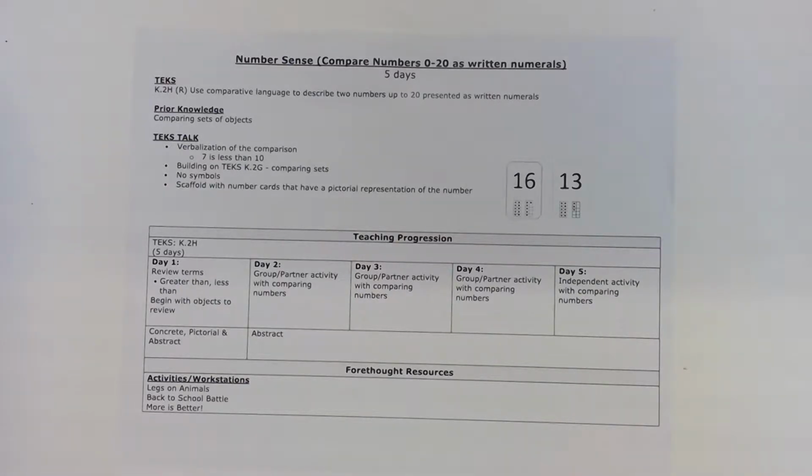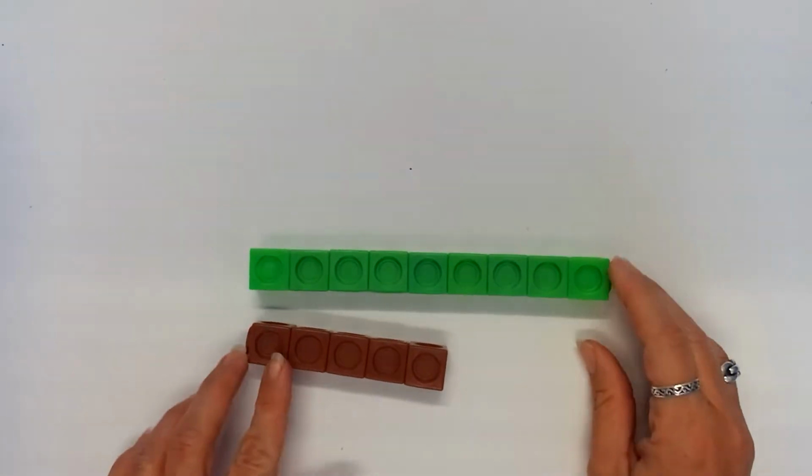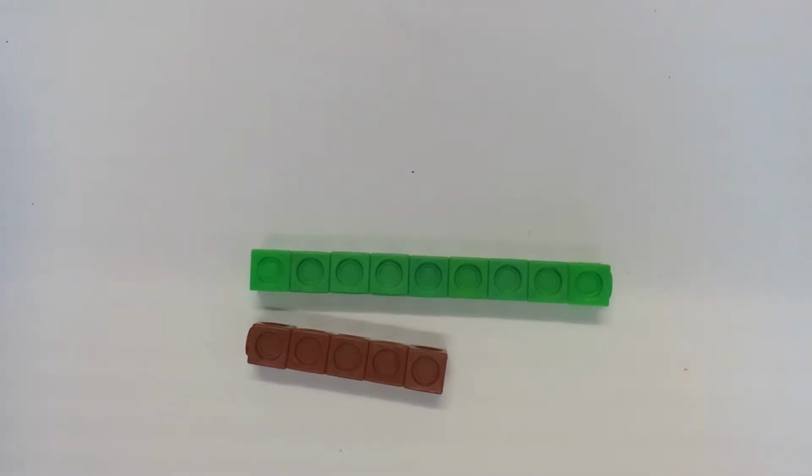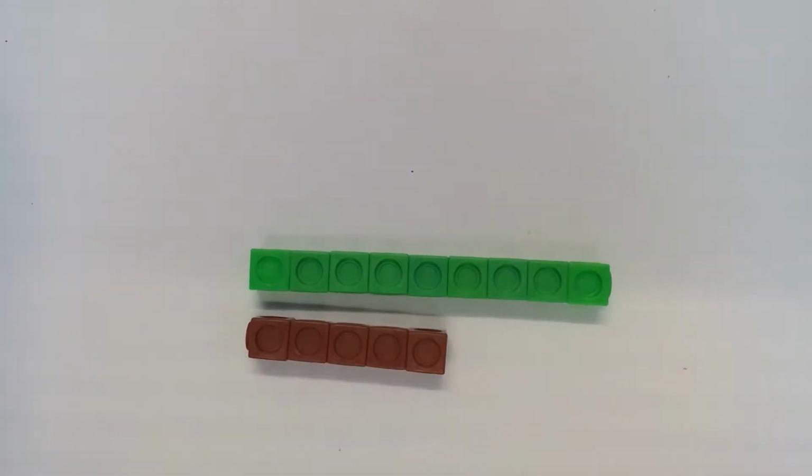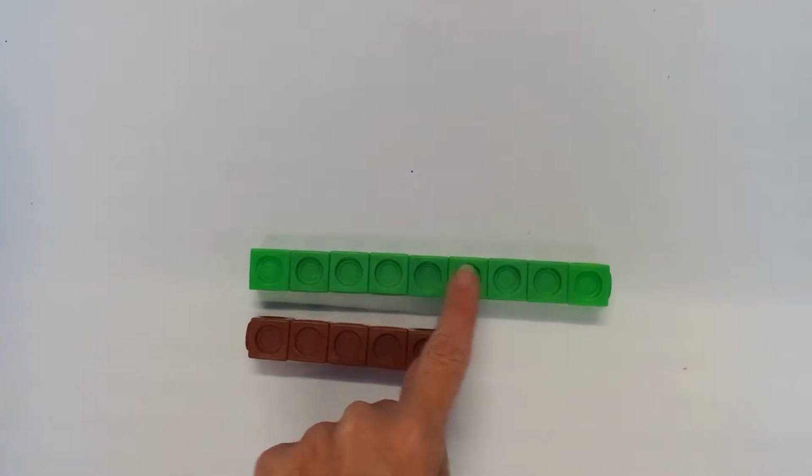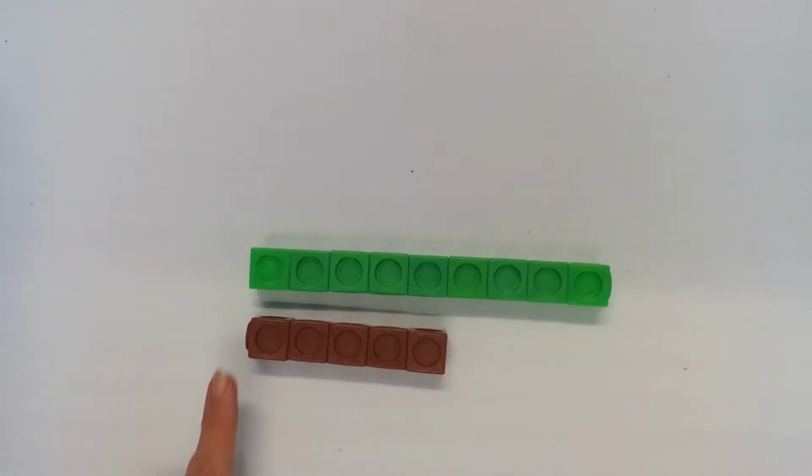In this video, we'll be looking at a number sense TEK, K.2H, which focuses on comparing numbers 0 through 20 as written numerals. The students in this TEK are going to be changing and moving away from comparing just sets of objects. Since the first semester, students have been looking at a set of objects and telling us that the green has more than the brown, or counting 1, 2, 3, 4, 5, 6, 7, 8, 9 is greater than 1, 2, 3, 4, 5.